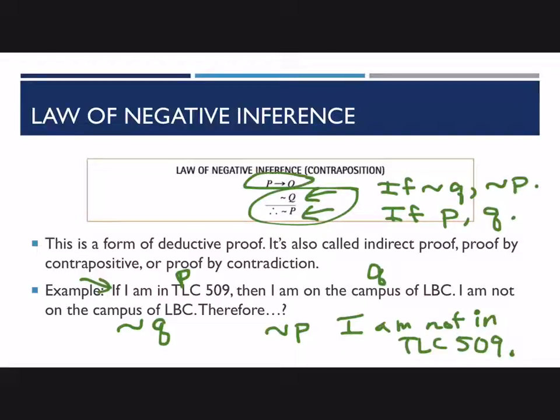So we've started with some examples that you can verify using common sense or common knowledge. Just think through this argument and make sure that you agree with it. Make sure that the first statement is true, and then see if you can see why, if I am not on the campus of LBC, that absolutely must mean that I am not in TLC 509.